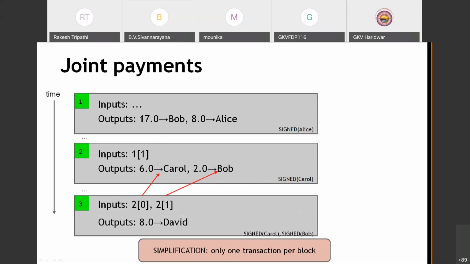Joint payment also can be done. So Carol and Bob together will put their signatures in a transaction, and they will give 6 plus 2, 8 to David. For simplification here, we are showing one transaction per block, but actually in Bitcoin, more than one transaction happens, and two signatures are there.